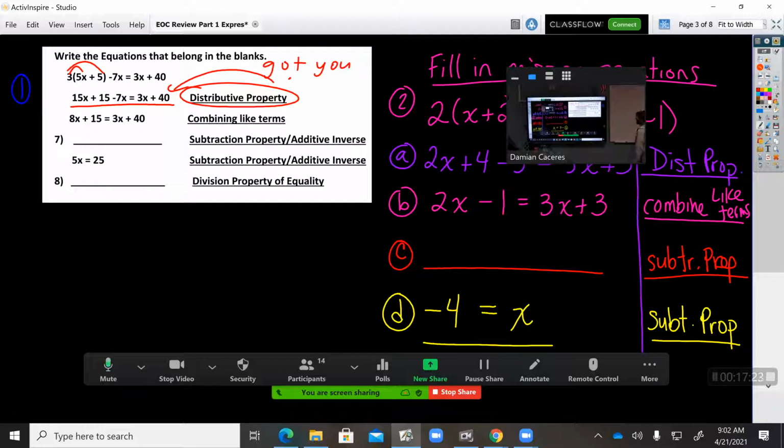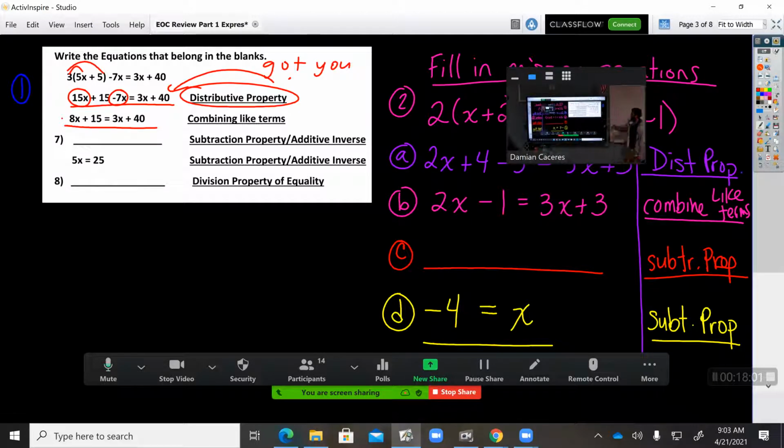You with me? So let's just keep going as if we were solving it on our own, and we'll talk about the properties along the way. So here we have 15x plus 15 minus 7x equals 3x plus 40. What I would do next is the step that always comes after distributive property, which is combine like terms. As you can see here, they already combined the like terms. What did they combine? They combined 15x minus 7x. That's why they put 8x over here.